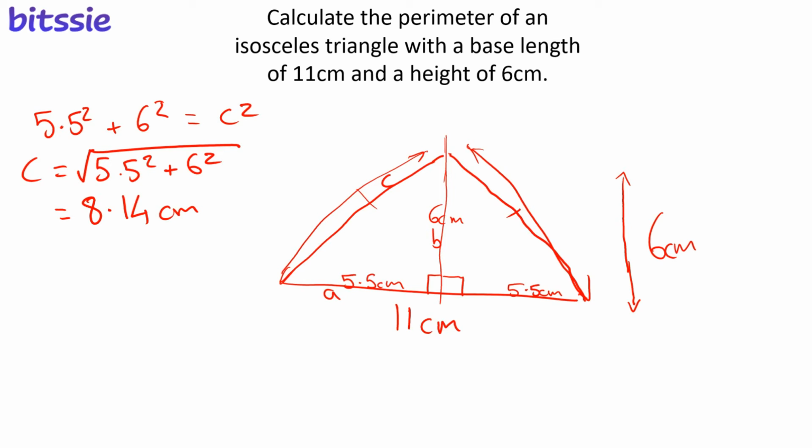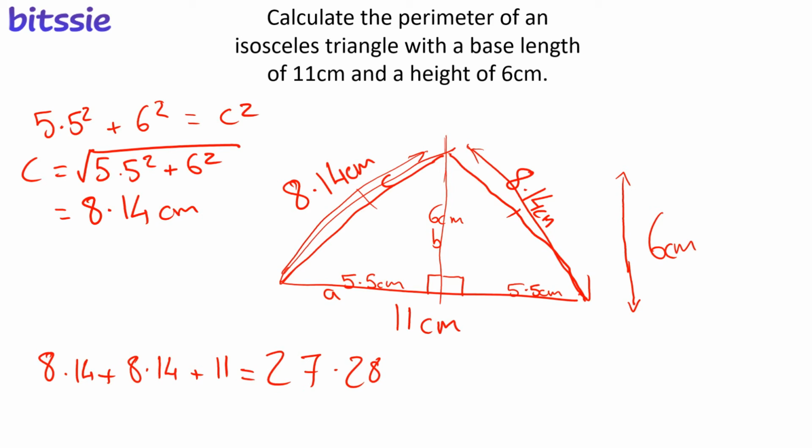which means that the length of the triangle here, the side of the triangle here, is 8.14 centimeters, and here it is also 8.14 centimeters. Both sides are equal due to it being an isosceles triangle. Then finally we can add these numbers together. So we get 8.14 plus 8.14 plus 11 is equal to 27.28 centimeters. So that's our final answer.